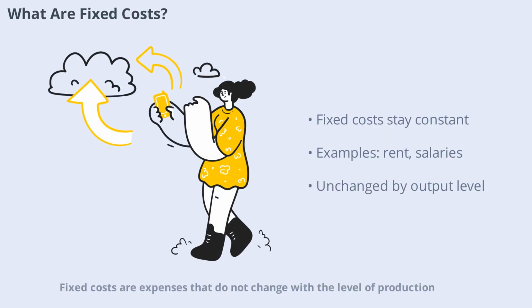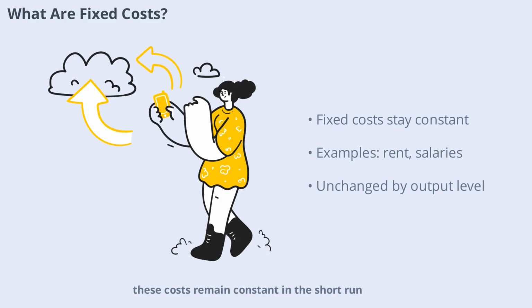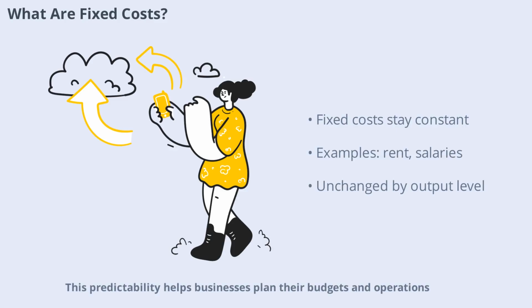Fixed costs are expenses that do not change with the level of production. Think of things like rent, salaries for permanent staff, or insurance. Whether a company produces 1 unit or 1,000, these costs remain constant in the short run. This predictability helps businesses plan their budgets and operations. Fixed costs are a foundational concept because they set a baseline for total expenses regardless of output.